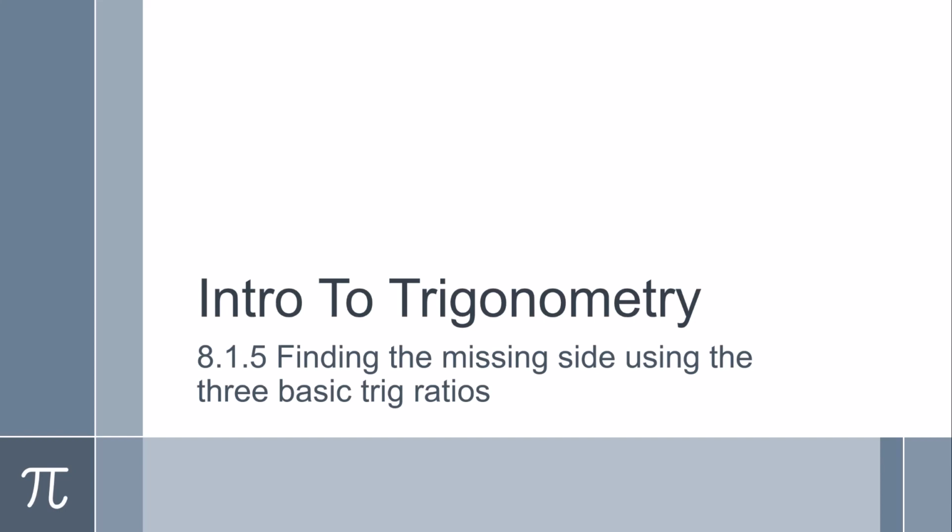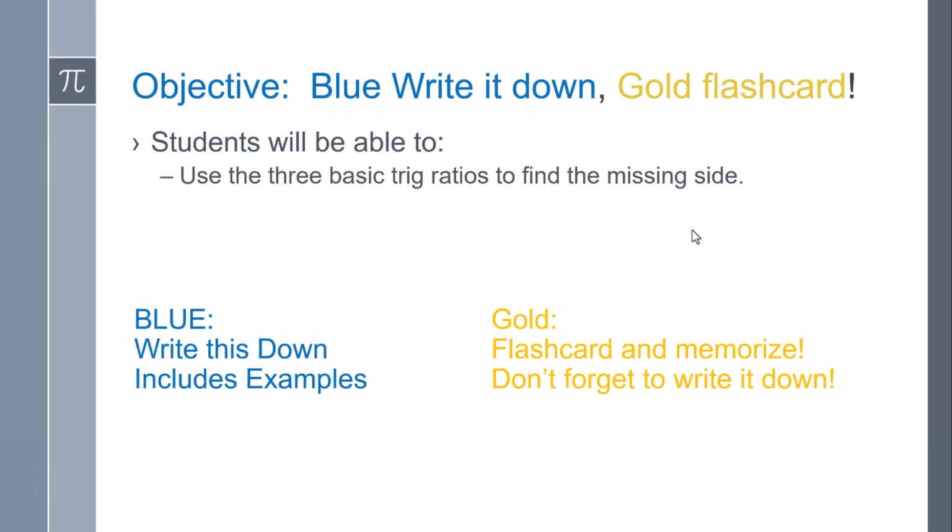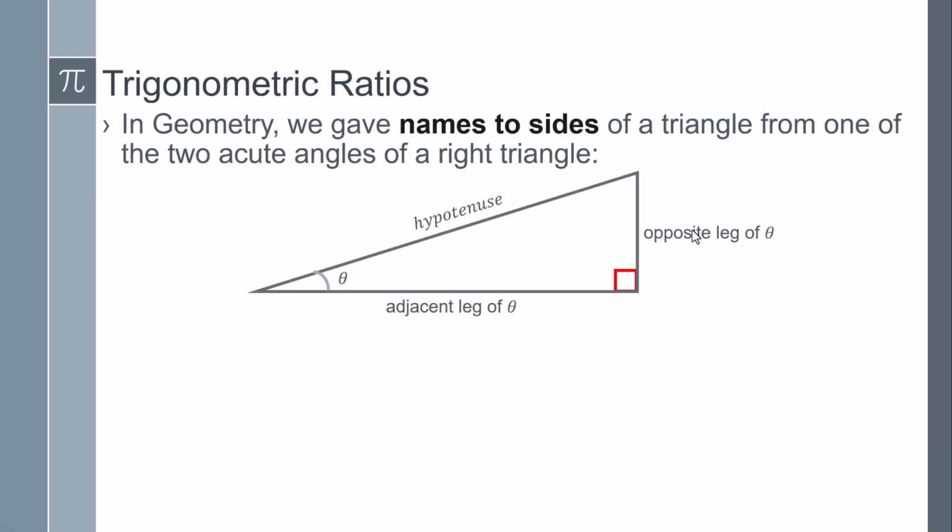This is section 815. We're going to find the missing side using the three basic trig ratios. As a reminder, we have names for the sides according to the corresponding angle. If that's my angle, I name this my opposite side, this my adjacent side, and this the hypotenuse, which is always opposite the 90 degrees.